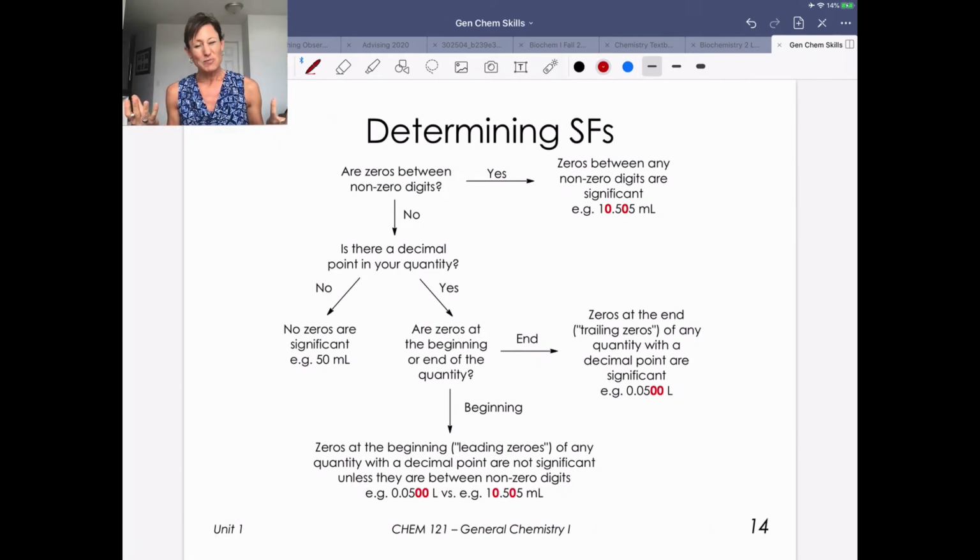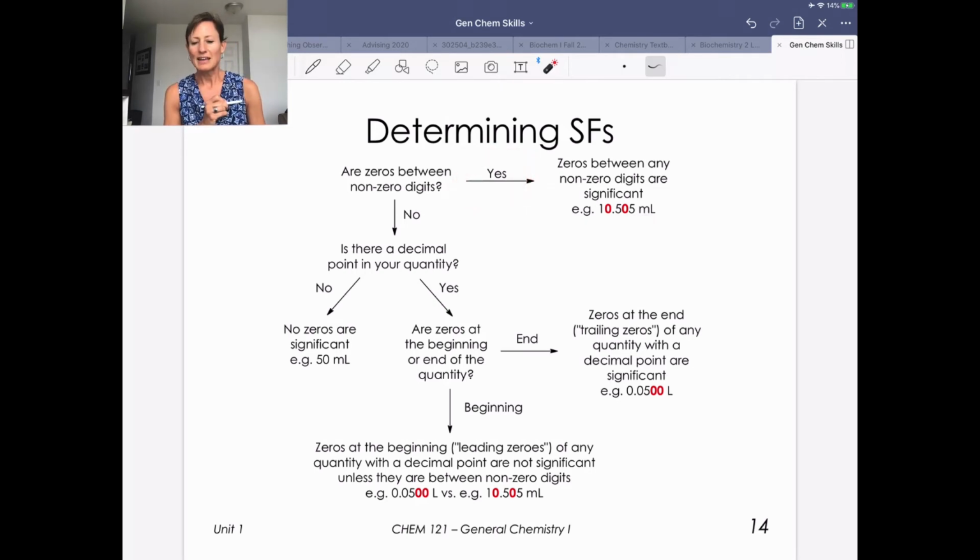So how do you determine significant figures? There's a little flow chart here. I'm not going to spend a lot of time on this. Basically, any number that's not a 0 counts. Zeros are where things get a little bit difficult and a little bit more challenging. So again, if it's something that's not a 0, it's significant.